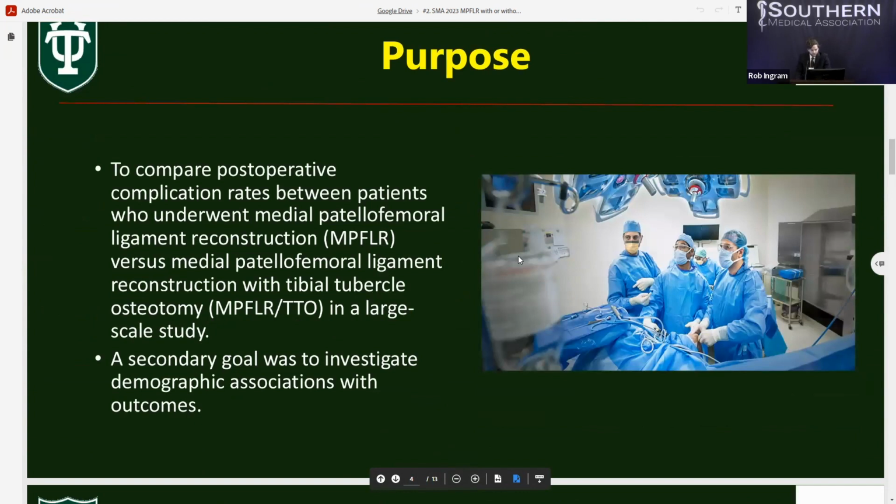For this project, we specifically focused on comparing postoperative complication rates between patients in each of these surgical cohorts through a large-scale study. We also sought to investigate how demographics affected patient outcomes.